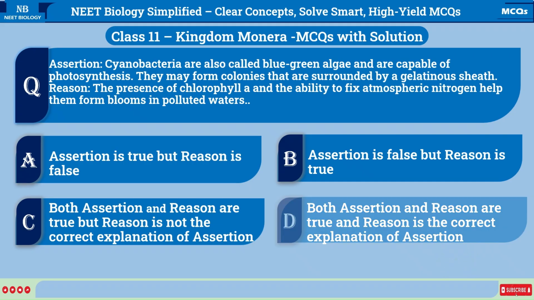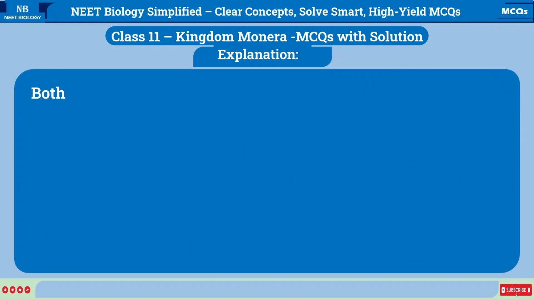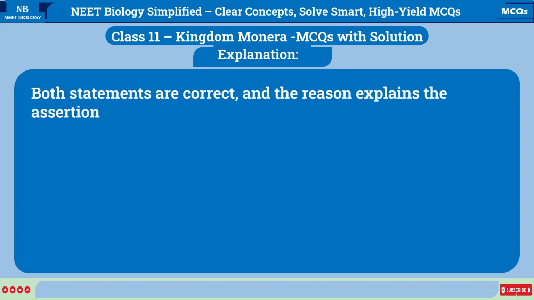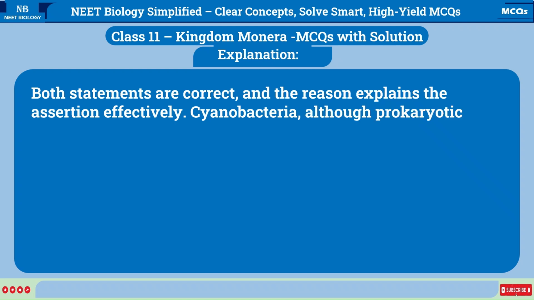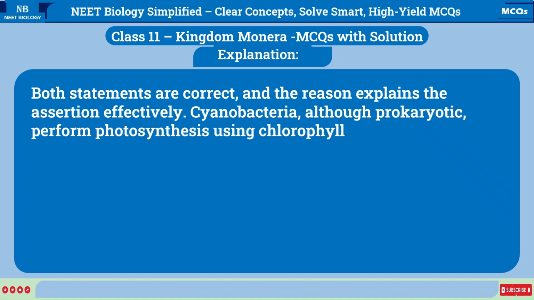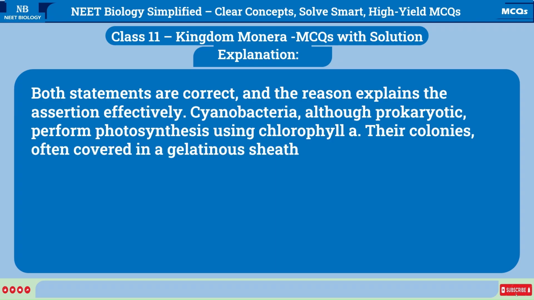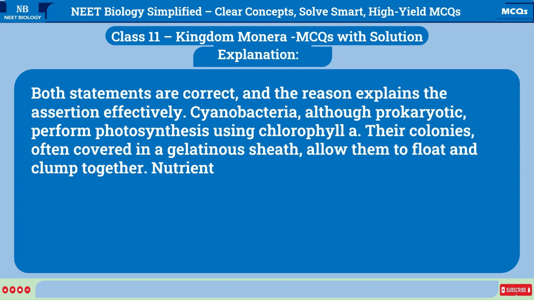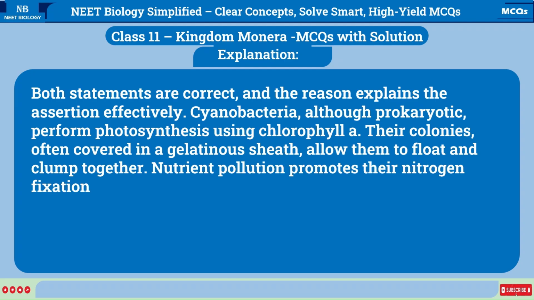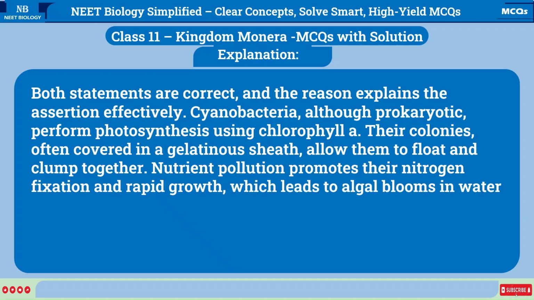Correct option is D. Both assertion and reason are true and reason is the correct explanation of assertion. Explanation. Both statements are correct, and the reason explains the assertion effectively. Cyanobacteria, although prokaryotic, perform photosynthesis using chlorophyll A. Their colonies, often covered in a gelatinous sheath, allow them to float and clump together. Nutrient pollution promotes their nitrogen fixation and rapid growth, which leads to algal blooms in water bodies.